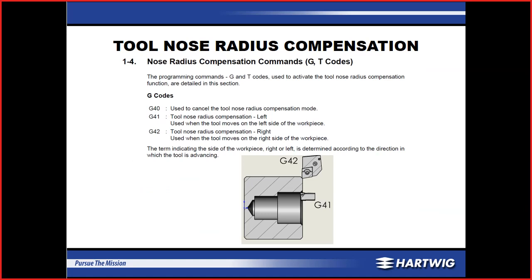When using roughing cycles and finishing cycles that we're going to talk about later, you must cancel tool nose radius compensation before ending the shape designation, or the machine will alarm. If not using the turning cycles we'll discuss, lap cycles, you must cancel tool nose radius compensation before ending the program, or the machine will also alarm.